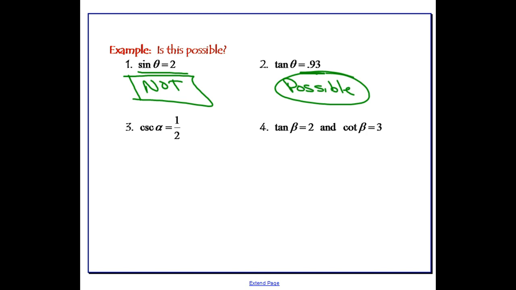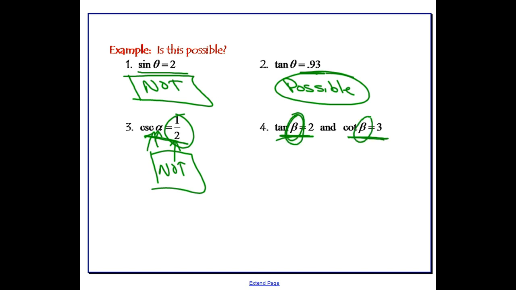Could the cosecant of alpha, that's the Greek letter alpha, equal a half? No way. The sine might be a half, but as soon as you take the reciprocal, the cosecant, it's got to be bigger than a half. So that is not possible. And over here, could the tangent of beta be 2? Sure could. Could the cotangent of beta be 3? But the catch is we're using the same letter here. And we know tangent and cotangent are related to each other. They're reciprocals. So if I told you the tangent of beta was 2, you would tell me back the reciprocal, the cotangent, is 1/2.